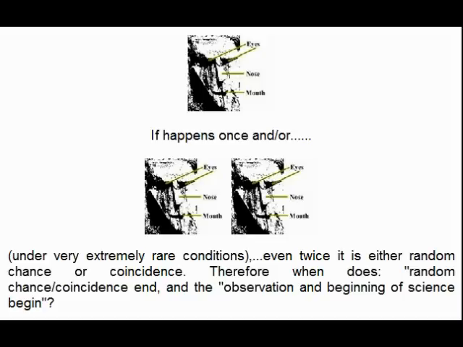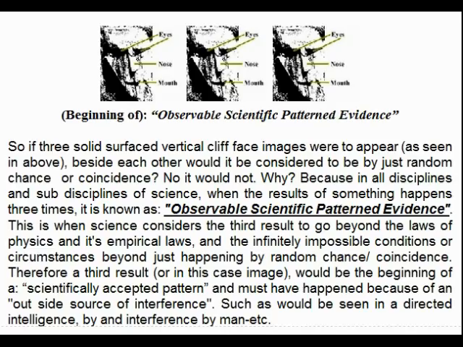So then, based on this kind of reasoning, as we see in the image above, if it happens once or under very extremely rare conditions, even twice, it is either random chance or coincidence that such images, for example, in a vertical cliff face on a hard surfaced area, could even appear. However, so what now if it's three? All right, three images is where the point and the dividing line is.